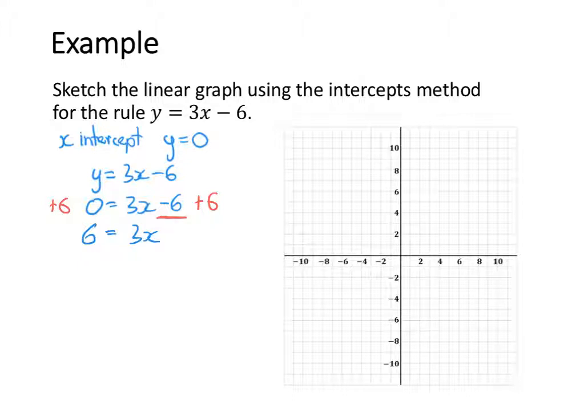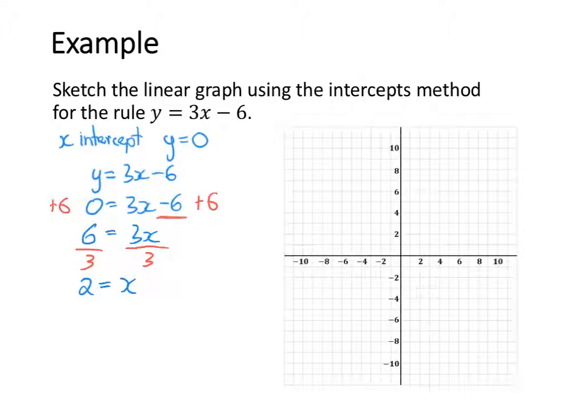Now my next step in getting x alone is to divide 3x by 3. What I do to the right hand side, I've also got to do to the left hand side. So 6 divided by 3 is equal to 2. 3x divided by 3 is equal to x. So my x value, my x-intercept, is equal to 2.